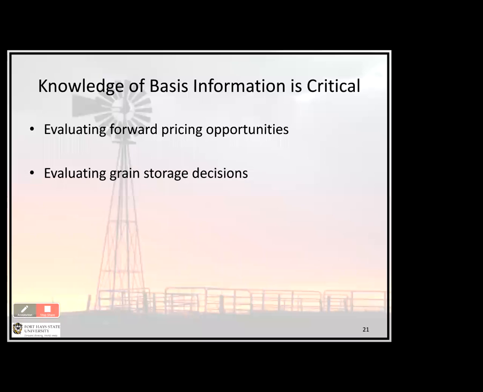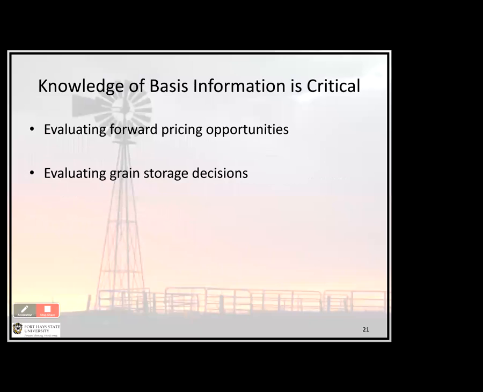Also, basis information is critical when you evaluate grain storage decisions, which right now there's people storing grain. I would guess most of it's unhedged, which may or may not be the thing to do. I guess time will tell, but one thing we do know is that on average, if you don't hedge, you're going to have more risk, more price risk. So some can handle that, some maybe not.